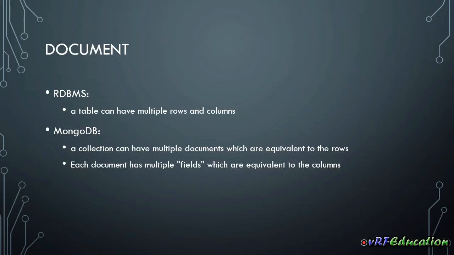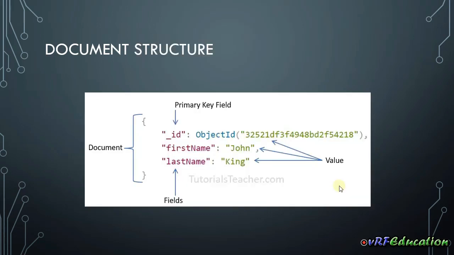As I mentioned in the previous session, a collection in MongoDB is equivalent to a table in RDBMS. So in RDBMS, a table can have multiple rows and columns. Similarly, in MongoDB, a collection can have multiple documents, which are equivalent to rows. Each document has multiple fields, which are equivalent to the columns. So in simple terms, each MongoDB document is a record and a collection is a table that can store multiple documents. Let's see a diagram.